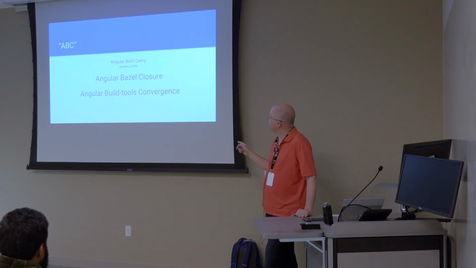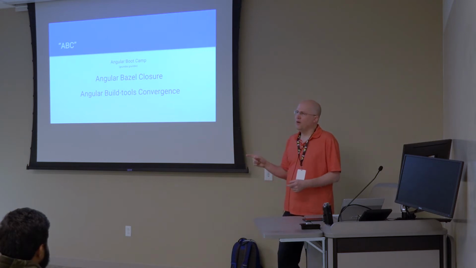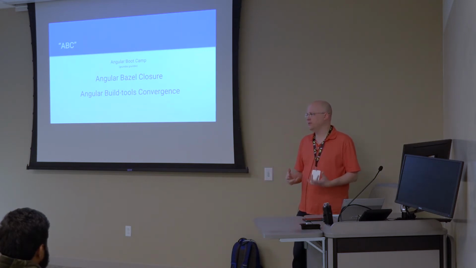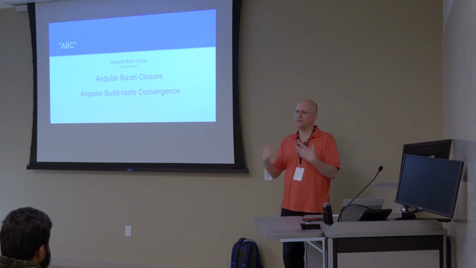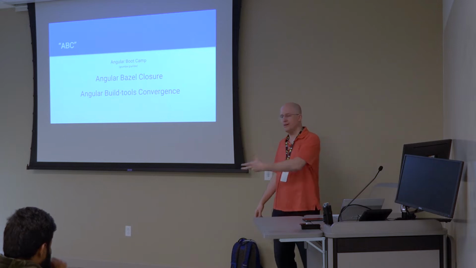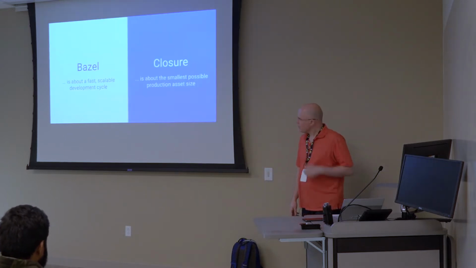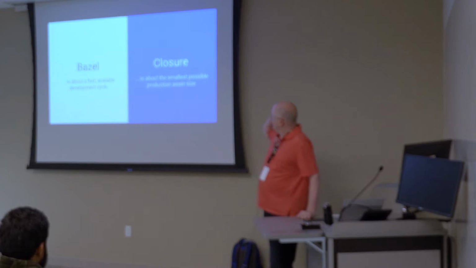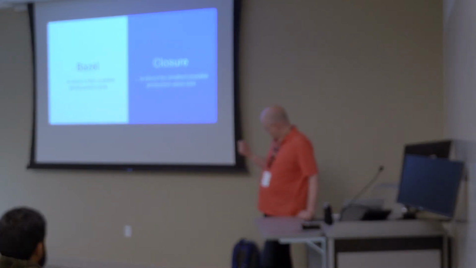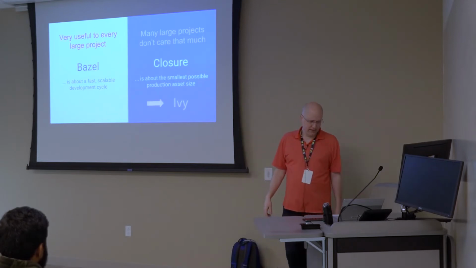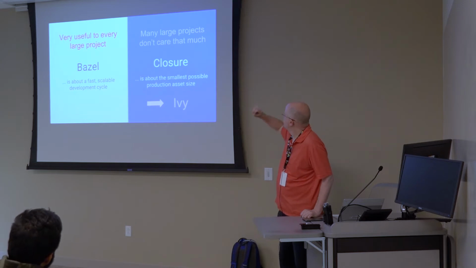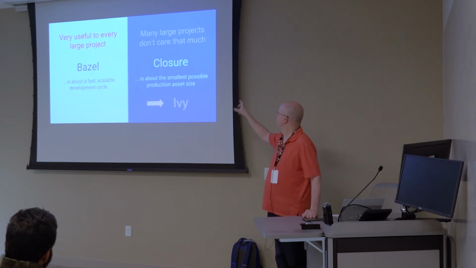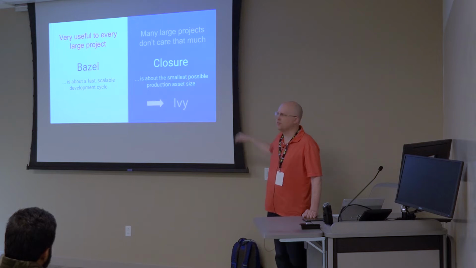The convergence means they want those of us outside of Google to be able to use similar or the same tools that they use inside of Google. So convergence between how they do their Angular apps and how we do Angular apps. So of those two main tools, Bazel is about fast, scalable development, and Closure is about making the smallest possible asset size. But it turned out that a whole lot of people care about the thing on the left, but big projects don't really care that much about that last couple percent of optimization you can get from Closure.